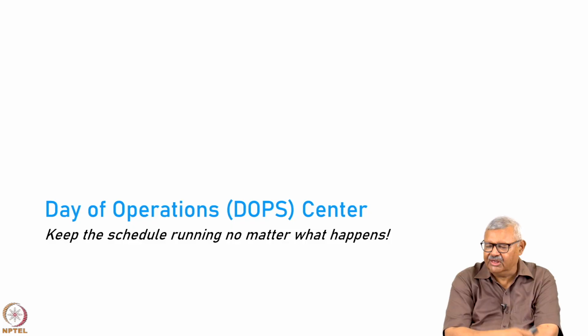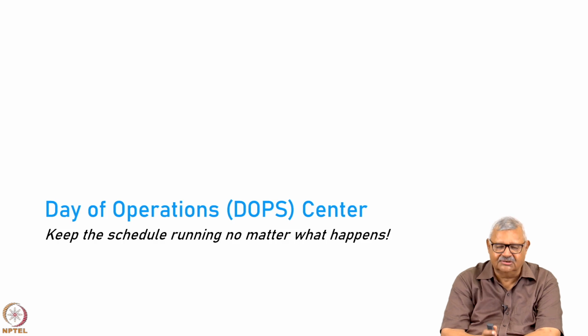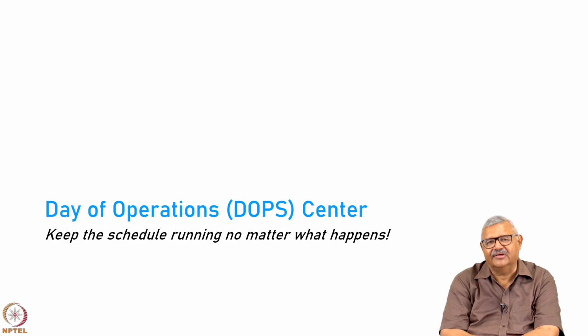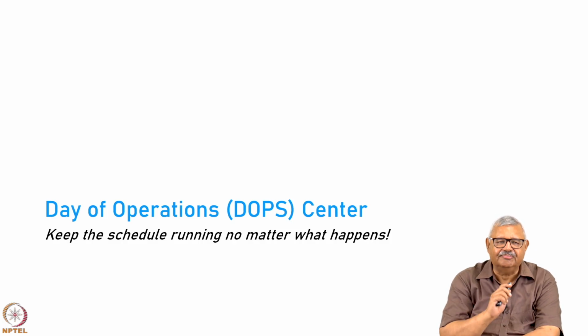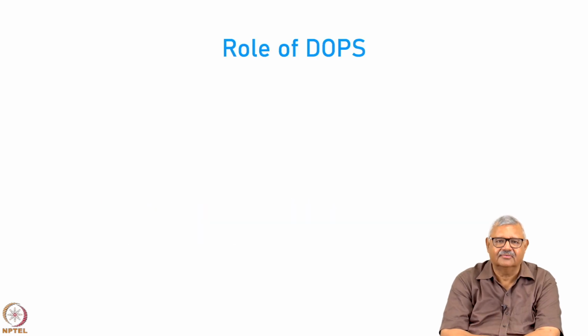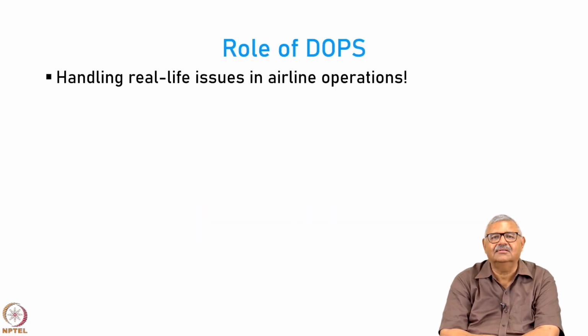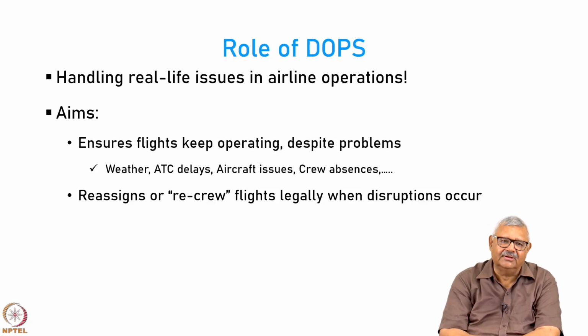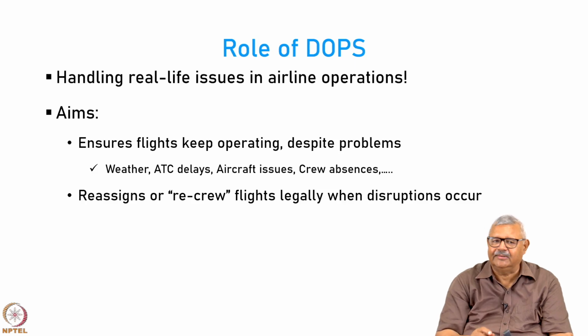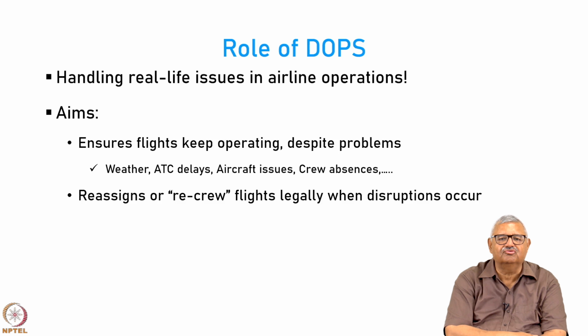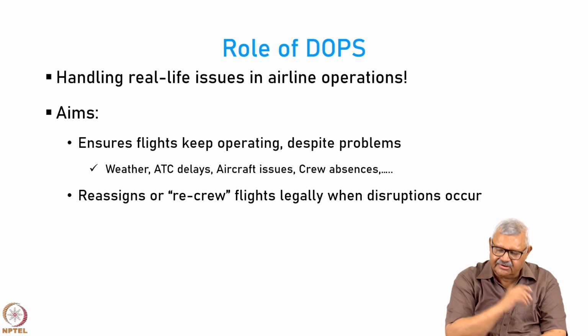Now, things do not go as per plan, and there are lots and lots of unforeseen delays and problems. So, there is something called the day of operations center or DOPS. The only job of DOPS is to keep the schedule running no matter what happens. The role of DOPS is to handle real life issues, and the aim is to ensure that the flights keep operating despite problems because of weather, because of ATC delays, because of maintenance issues, because of absence of crew members or someone not turning up.